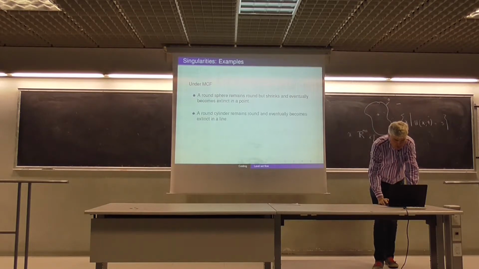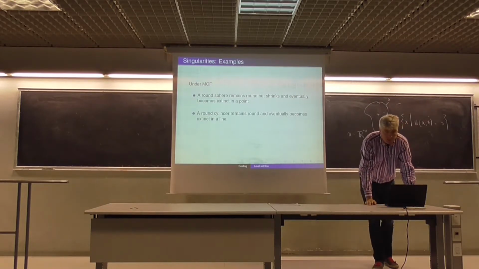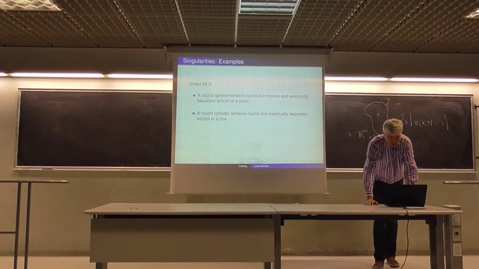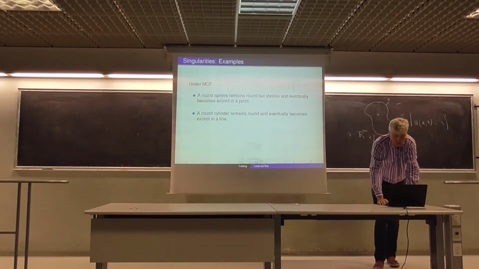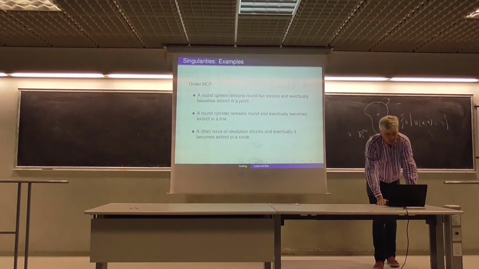Okay, now likewise, if you're looking at a round cylinder, then under the mean curvature flow it will remain round, and in finite time it will become extinct in a line. Another example is that of a thin torus of revolution.